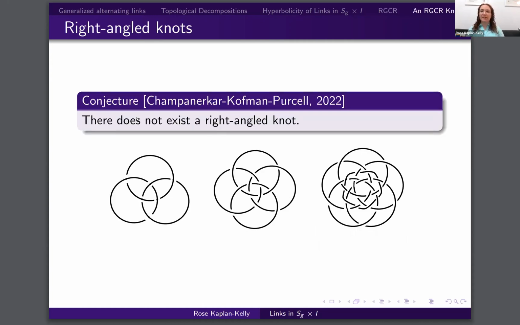So far, when we've been looking at this right-angled structure, we've only found links, right? Recall that Gahn showed that in the setting of links with projections on S2 in S3, these were precisely the three links that had this right-angled, completely realizable structure. And Champanerkar, Kofman, and Purcell conjectured that there does not exist a right-angled knot. So there cannot be this link with one component that will have a decomposition into two right-angled polyhedra that glue to give the complete hyperbolic structure on the complement of a knot with its projection on S2 in S3.